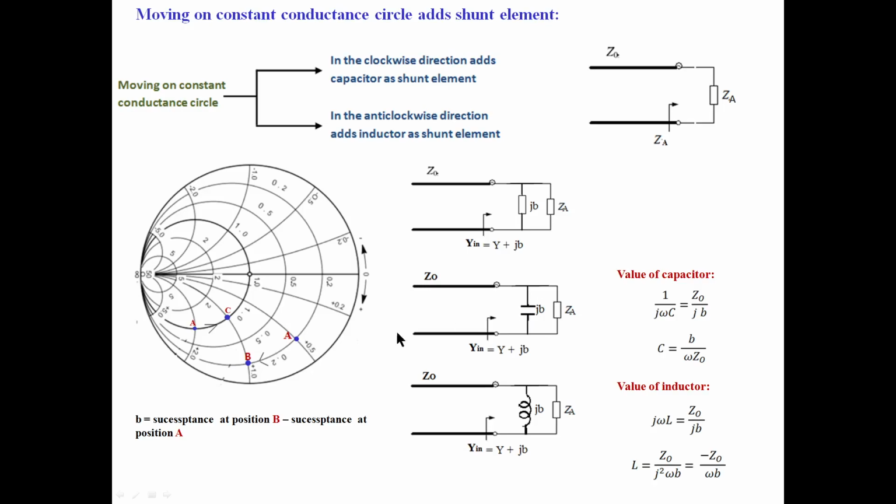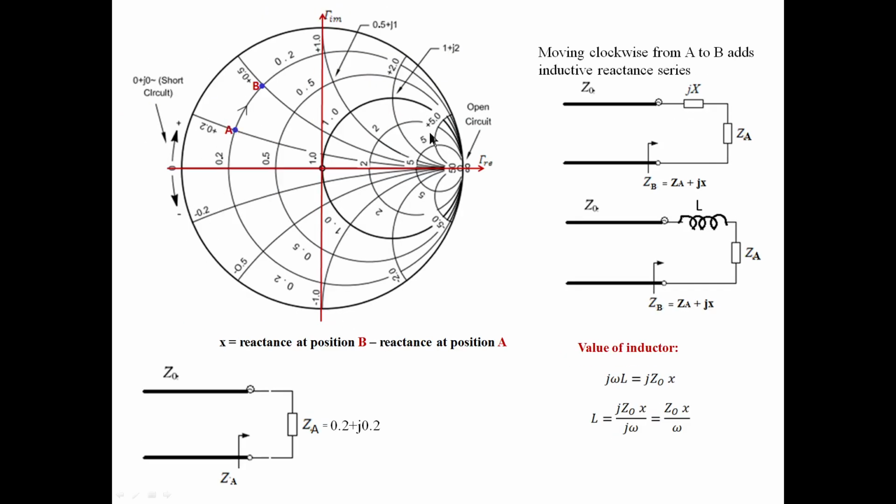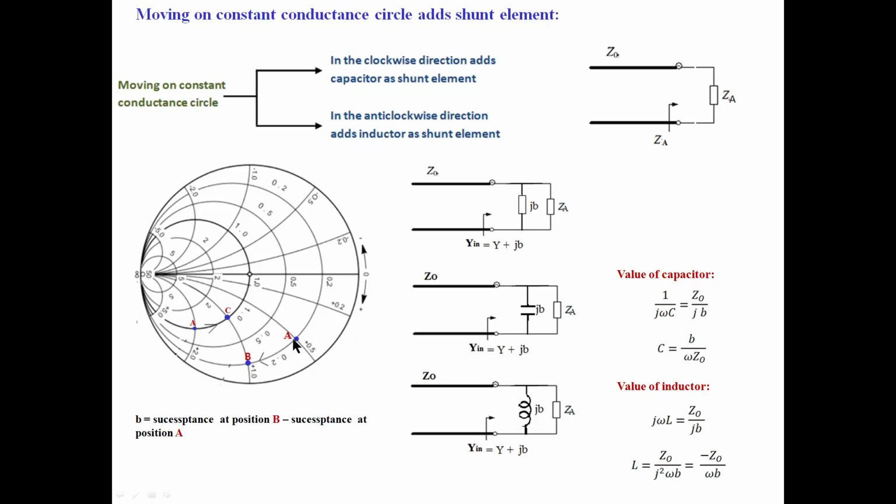But moving on the resistance circle in the clockwise direction, a series element is added and it is an inductor. But in the case of the conductance circle, if you move clockwise, a capacitor gets added in shunt like this. And what is the value of the capacitor? We can find it using this equation. C is equal to this.